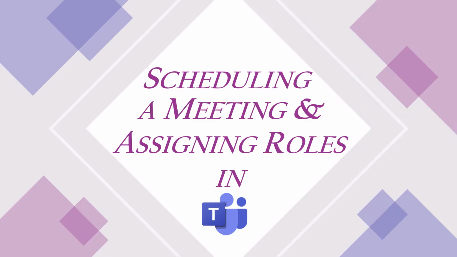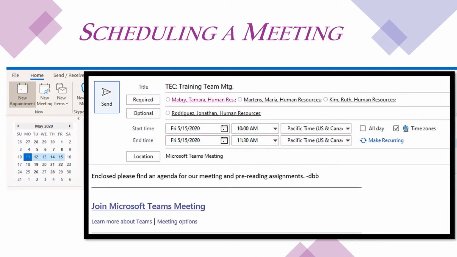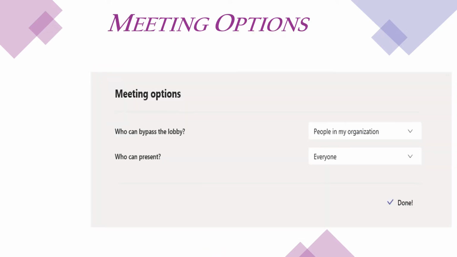Up next is how to schedule a meeting and assign roles in Teams. I prefer to use Outlook Calendar to schedule a meeting. I open my Outlook Calendar, select New Teams Meeting, and fill in all the information for my meeting, including who's required to attend, who's optional, and time. Before I send this, I will click on Meeting Options to set up the options.